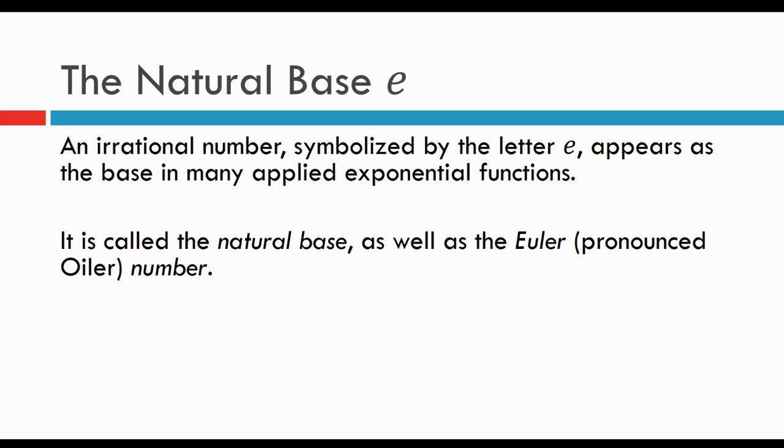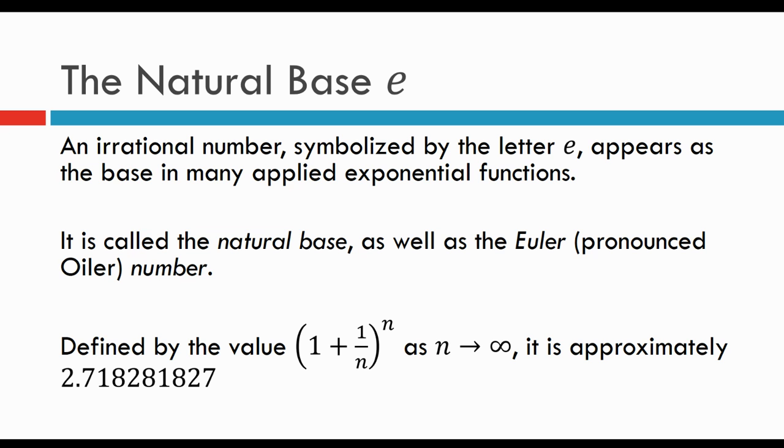All right, so the natural base e. A couple of lessons ago, I first showed you where you could locate that number on your calculator, and I said that we were going to be talking more about it later. Well, today is the day. It is an irrational number. Once again, it's symbolized by the letter e, but it's a number. It appears as the base in many applied exponential functions. It's usually referred to as the natural base. Sometimes we call it Euler's number because that's the man that discovered it.